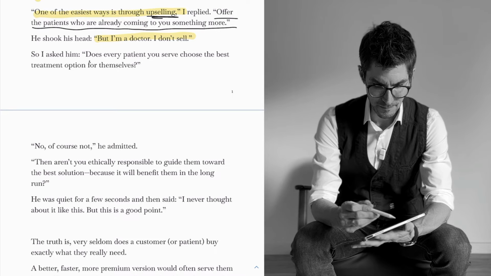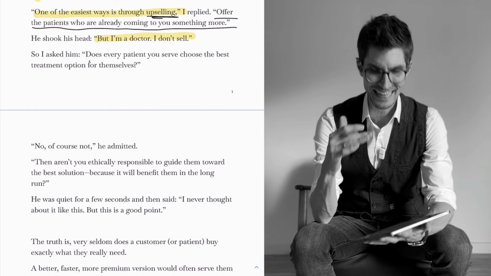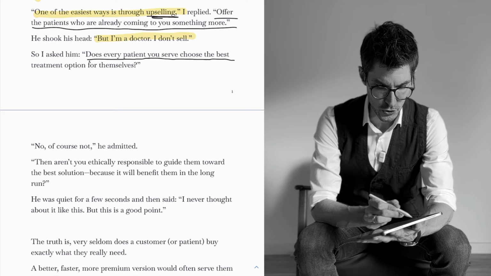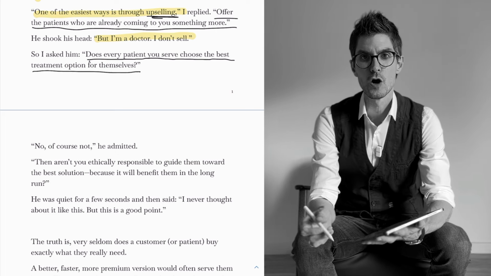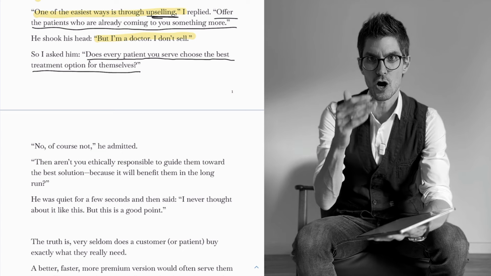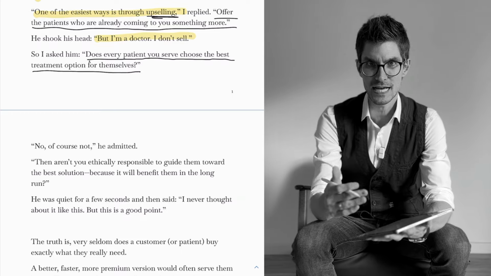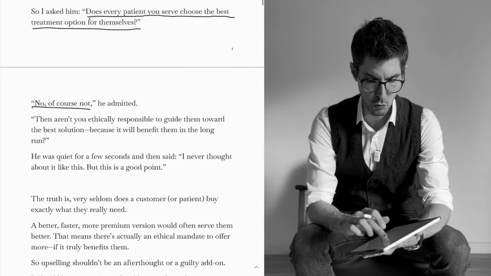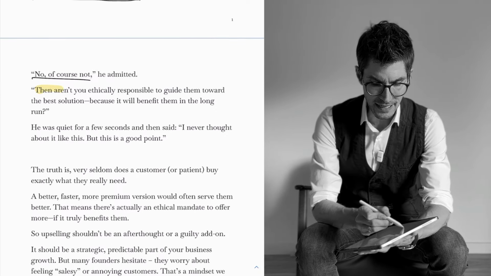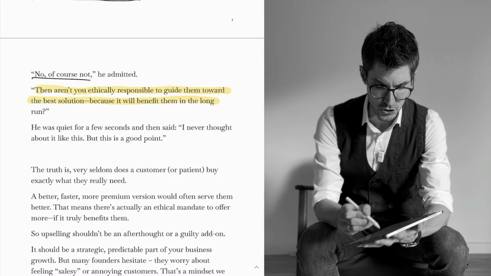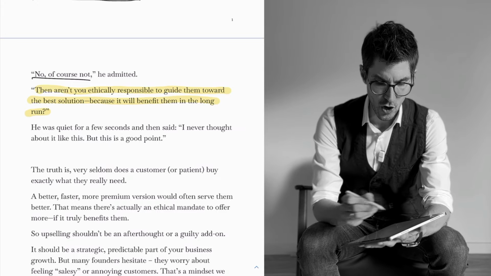So I asked him, because I was expecting this answer, does every patient you serve choose the best treatment option for themselves? Do they choose the best option for them by themselves? And he said, of course not. And then I asked him this important question. Then aren't you ethically responsible to guide them towards the best solution, because it will benefit them in the long run?